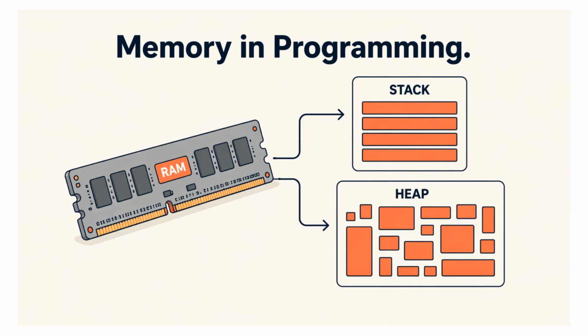Now, this memory is divided into two main areas. The first one is the stack, a small, organized space where short-term stuff is stored, like simple variables inside a function. The second one is the heap, a much larger area where bigger and longer-lasting data is kept, like objects, arrays, or anything you create dynamically while the program is running.